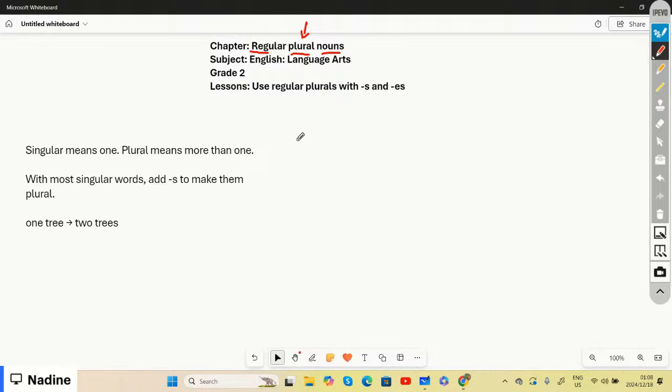And if you look at the word regular, it means that we need to follow a rule by either adding s or es to make our noun plural. So regular plural nouns is like we add s or es to make our word plural. Plural refers to anything that is two or more. Plural nouns are two or more people, places, animals, or things.